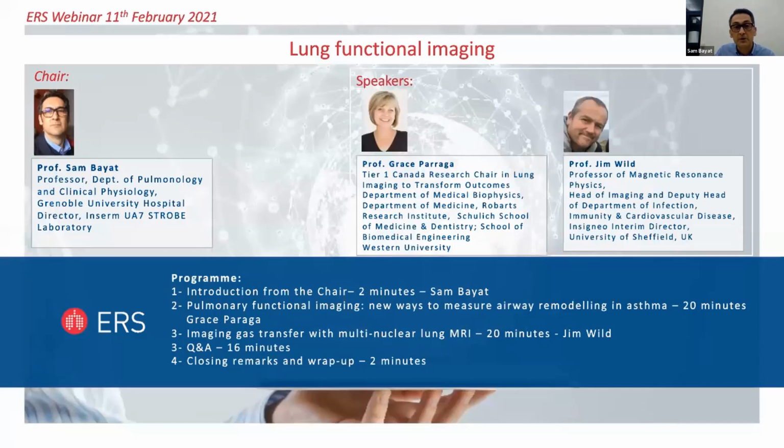Our first speaker is Grace Paraga. Dr. Paraga is professor in the Department of Medical Biophysics and Department of Medicine and School of Biomedical Engineering at Western University in London, Canada. Her team of research biophysicists and clinical collaborators has focused on optimization of pulmonary MRI and CT in severe asthma and COPD. And her goal is to improve patient outcomes by developing imaging tools to more deeply understand the pathophysiology responsible for disease progression, exacerbations requiring hospital-based care, and to help predict response to novel therapies.